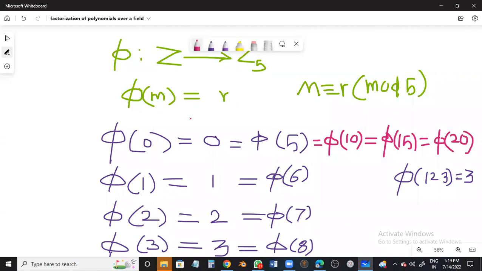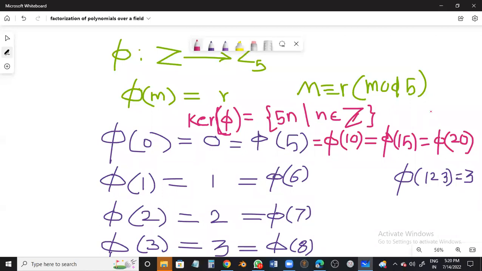So can't I write it as kernel of phi, with round brackets, equal to 5n such that n belongs to Z? Can I say so? Yes, all multiples of 5. I suppose you are following me.